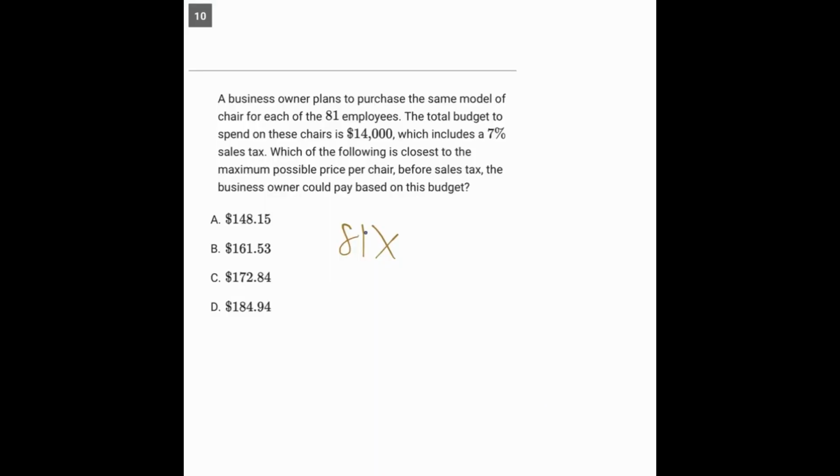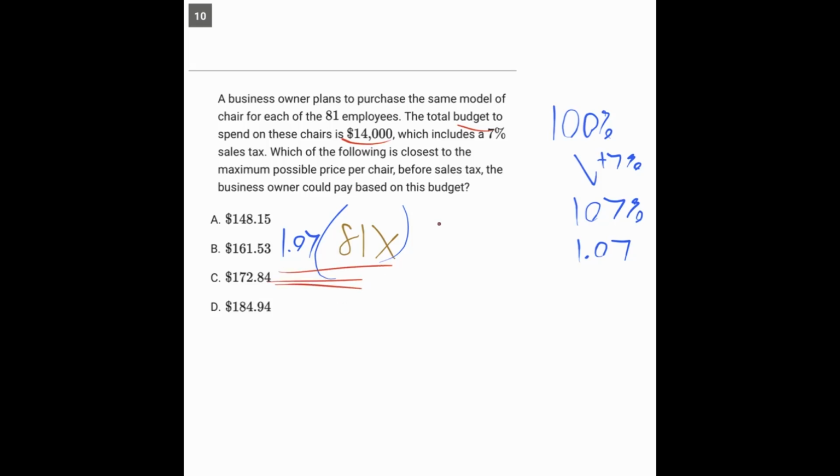So coming back over here, if we're increasing something by 7%, 7% sales tax, we would add the 7 and we'd get 107. In decimal form, that's 1.07. Because to get from percent to decimal form, or the other way around, you move the decimal 2 spaces. So we're going to take this, multiply it by 1.07. And we were told that the entire budget was 14,000. In other words, all of this must be less than or equal to 14,000. And now we can start solving.